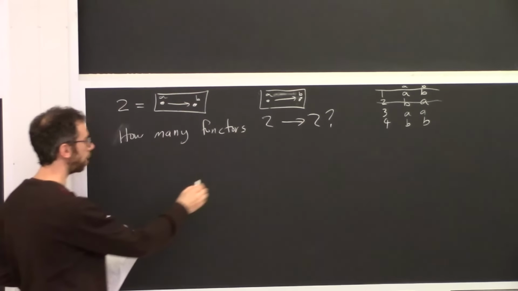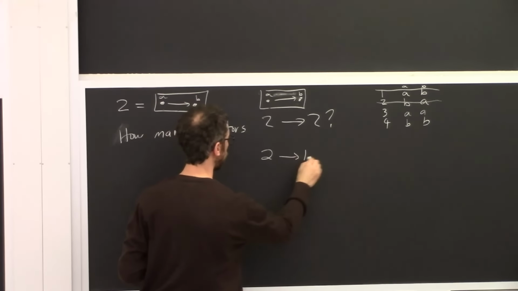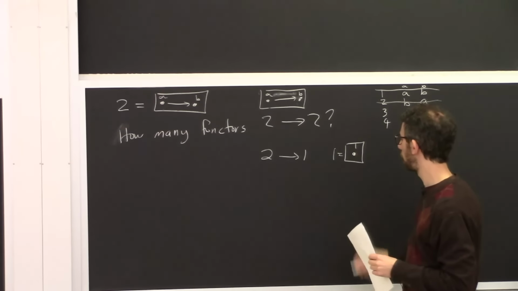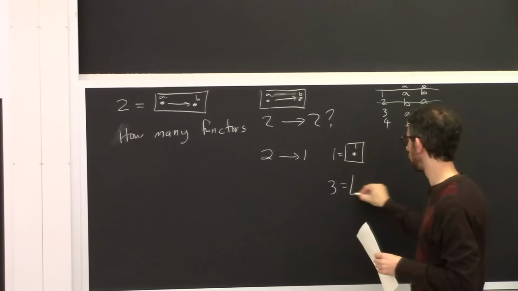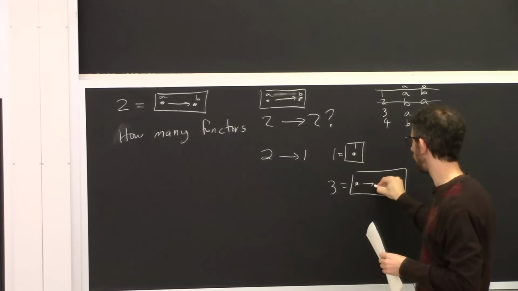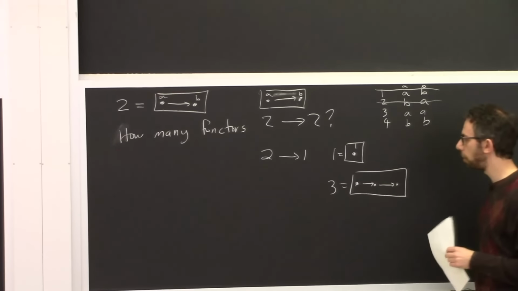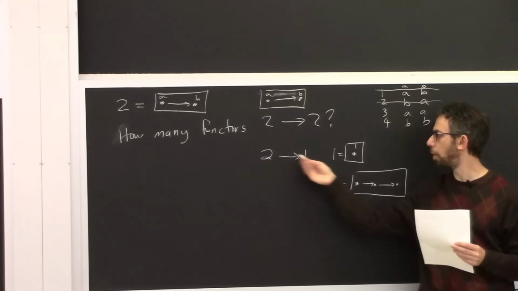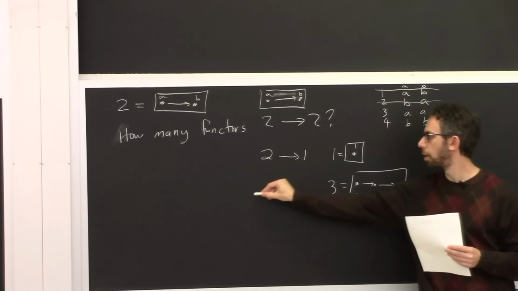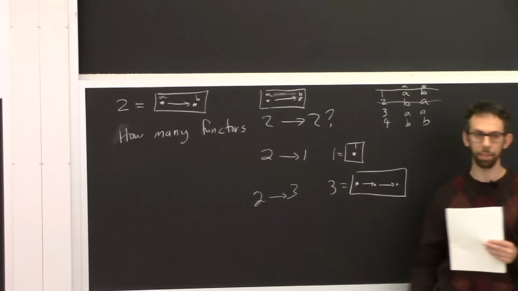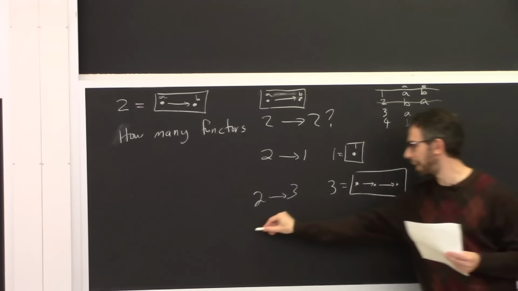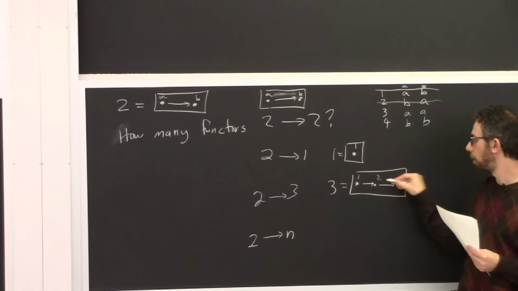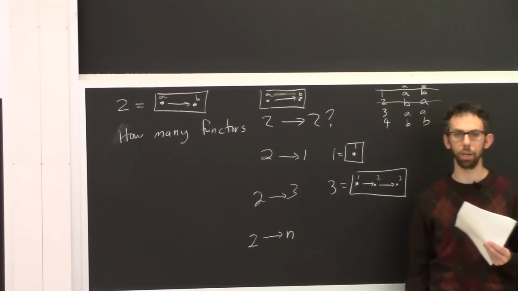And how many functors are there from 2 to 1? Let's say 1 is the category that looks like this. And say 3 is the category that looks like this. So if you want to start working ahead, how many functors are there from 2 to 1? For the people who want to work ahead, they can ask that question, or they can ask this question. OK, so how many functors are there from 2 to 1?